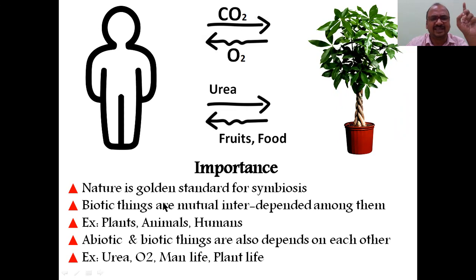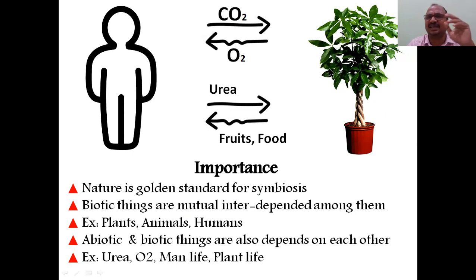Nature is the golden standard for symbiosis. Two cycles are very, very important. We are taking oxygen from the plants, and we are giving carbon dioxide to them. We are breaking this cycle. When you cut this plant, what happens? This cycle will be broken. From where will you get oxygen? You tell me, how is it possible?